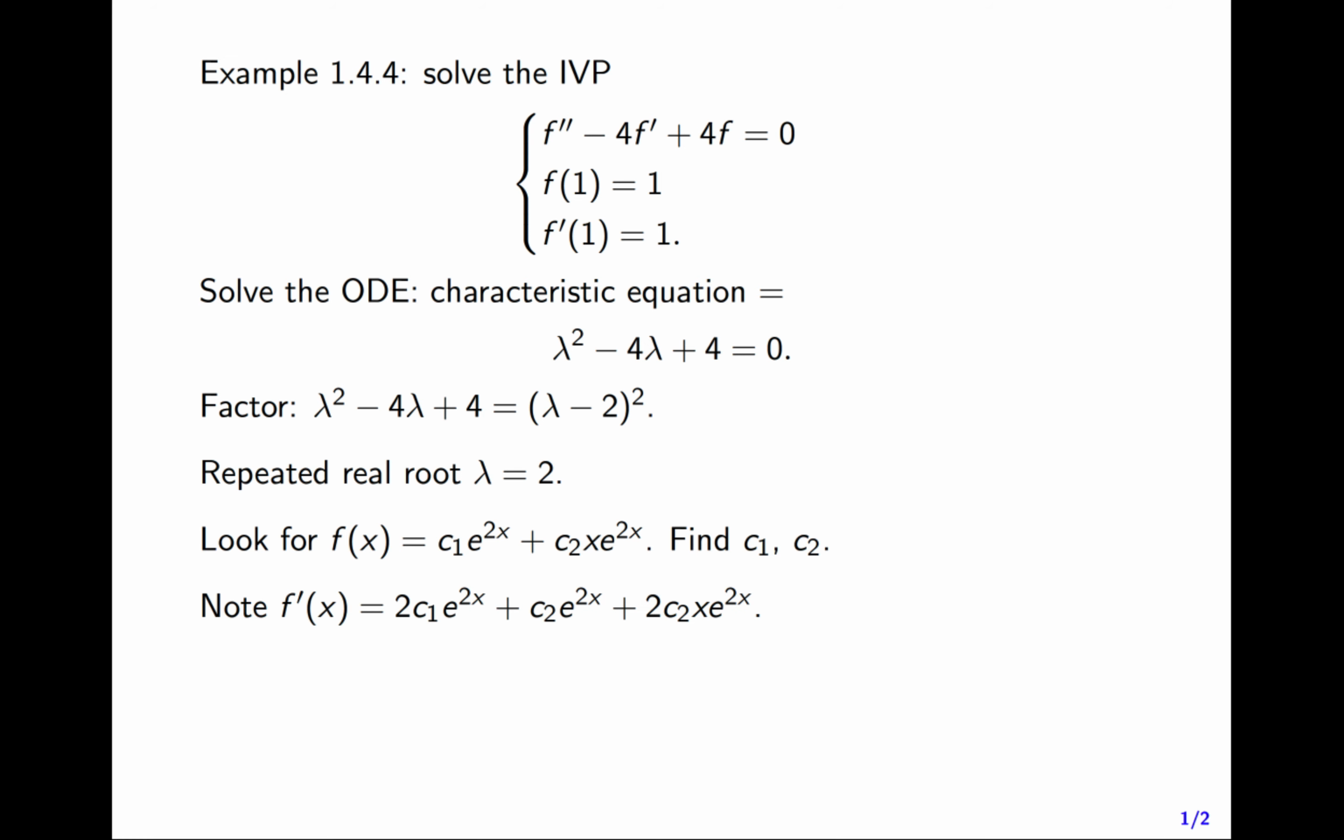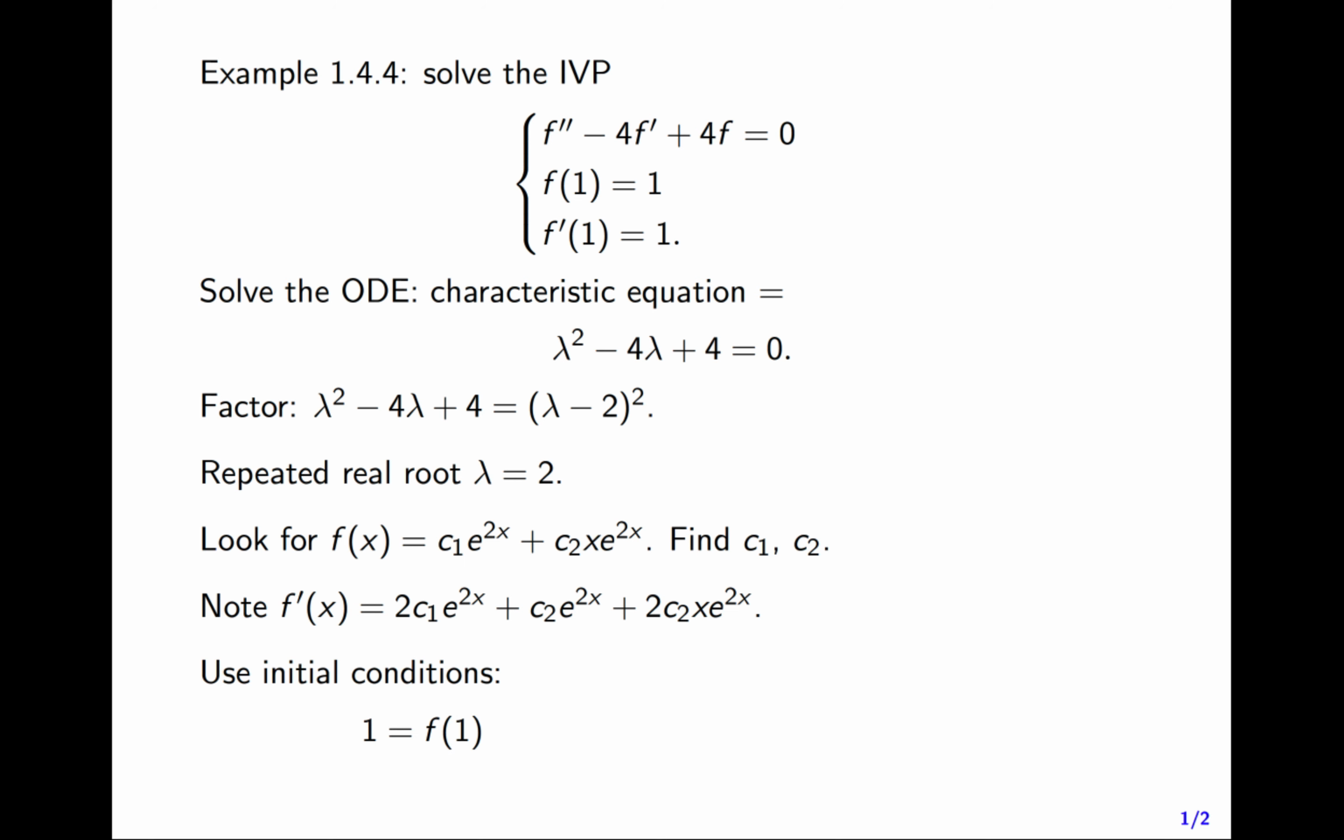Let's take a moment and calculate f prime here, because I'm going to have to deal with this f prime of 1 equals 1 initial condition. So I have f prime of x is 2c1 e to the 2x, and then I do a product rule on that second term in f. I get c2 e to the 2x plus 2c2 x e to the 2x. I always like to find my f prime separately before I start playing with initial conditions, especially here when I'm going to have a product rule and just more terms in f prime.